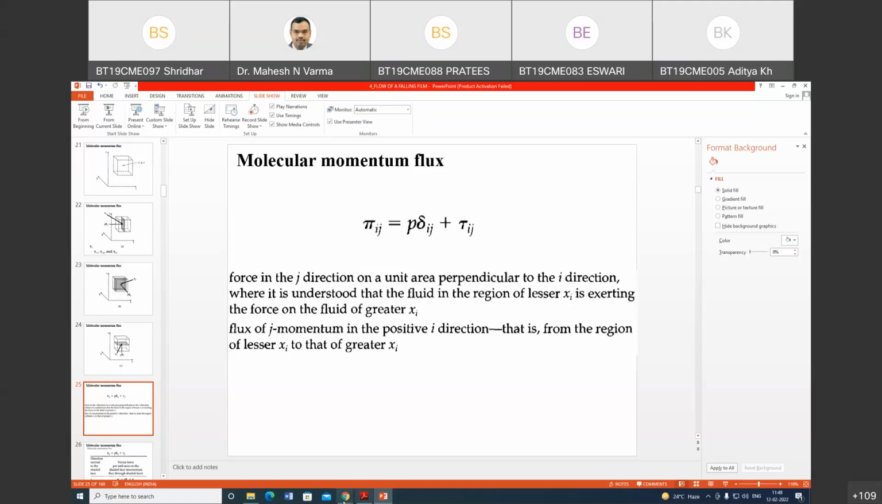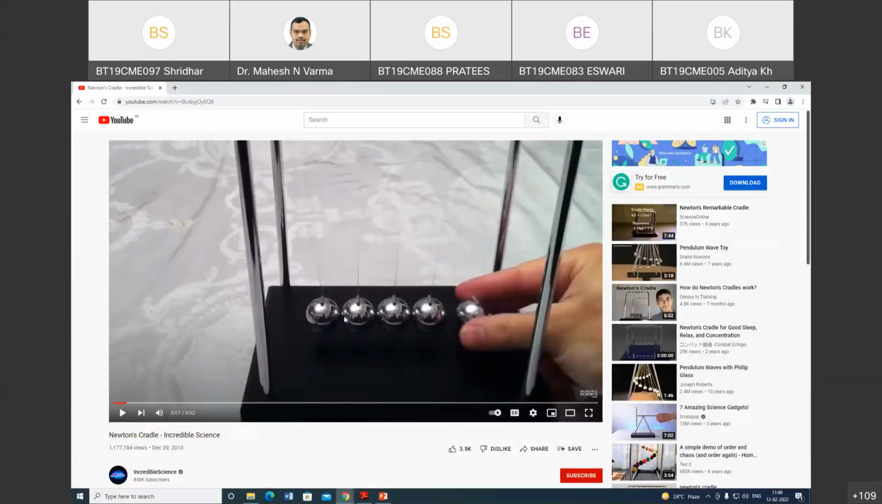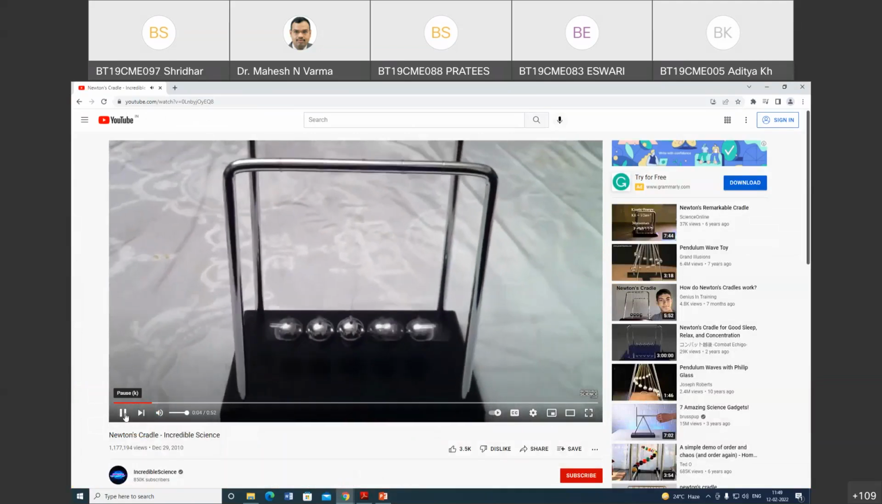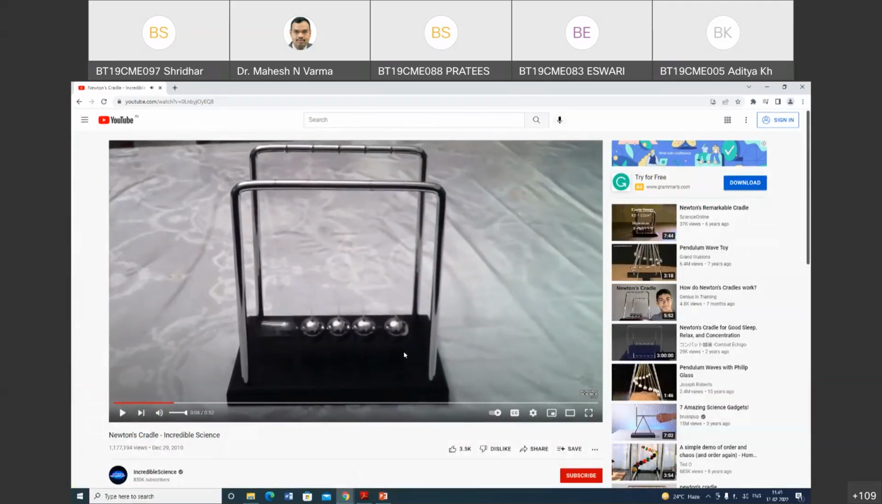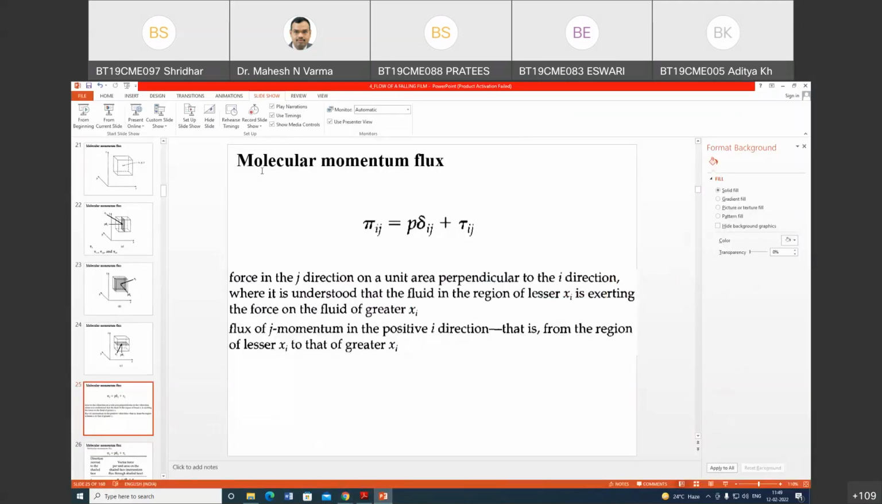Momentum is transported, as can be seen from this steel ball to this steel ball. There is no bulk motion in the steel balls, or negligible bulk motion in these three steel balls. Still momentum is transported from this point to this point. So this pressure flux is nothing but the molecular momentum flux, or conductive momentum flux, and that will be there only in one direction.